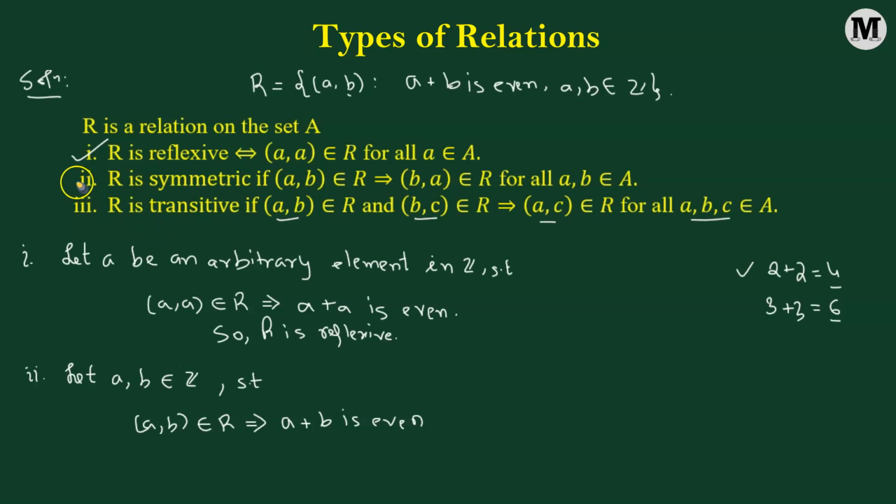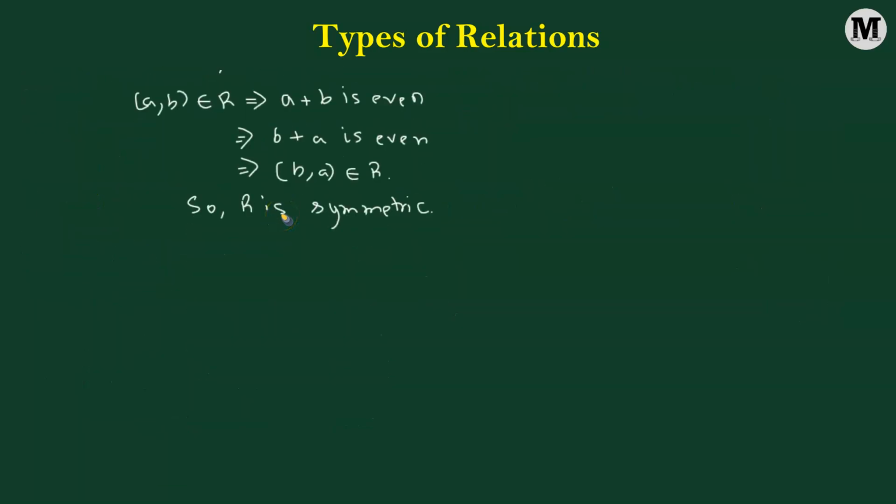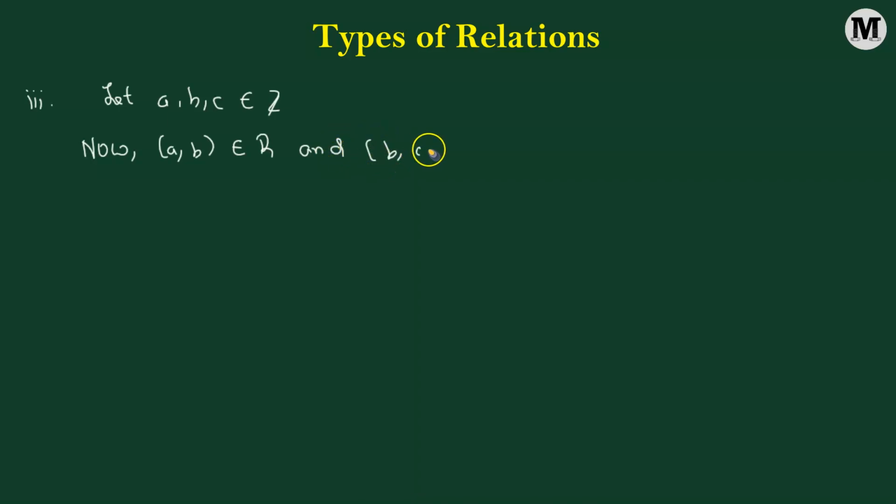Now finally, we're going to check if R is transitive or not. For this, we're going to consider three elements a, b and c. These are three arbitrary elements picked from the set of integers. Now if we have (a, b) belonging to the relation R, and we have another ordered pair (b, c) which also belongs to the relation R, our goal will be to show that (a, c) also belongs to the relation R. In other words, we have to show that a plus c is an even number. Okay, so let's try to verify if it is true or not.